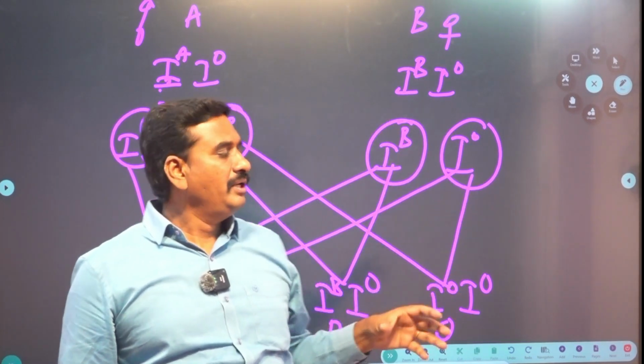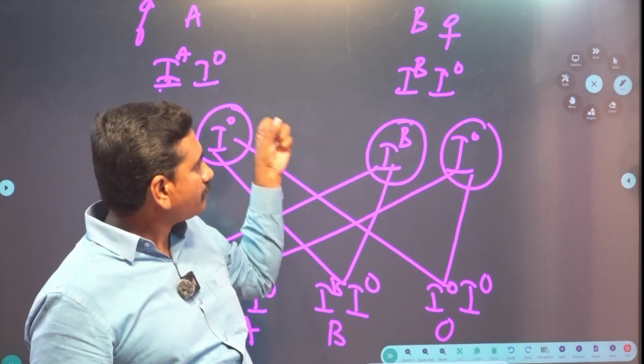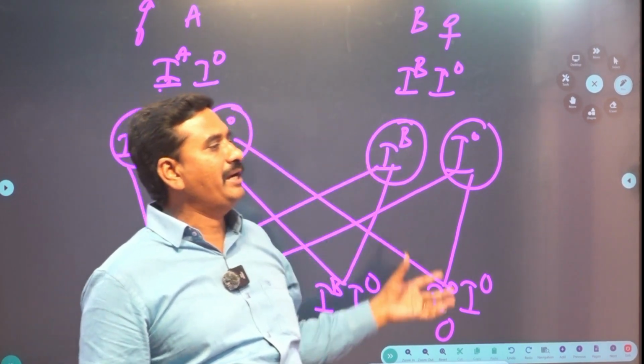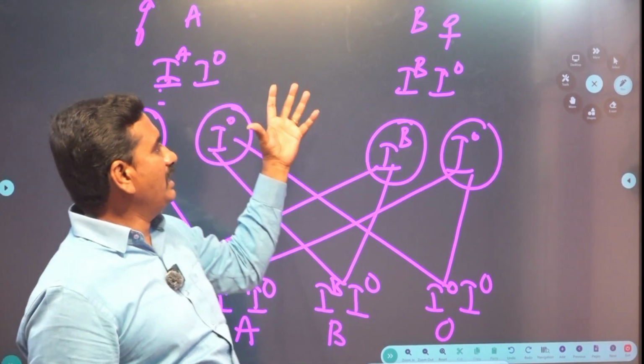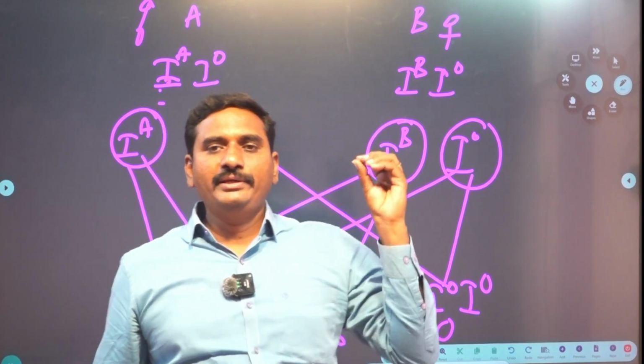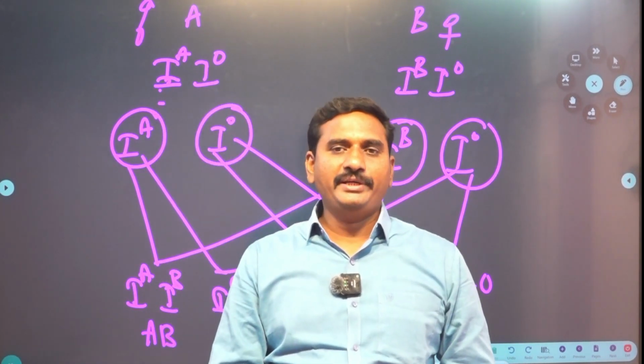So this is the inheritance of the blood groups. This is explained by Bernstein, the scientist. So this is called blood group inheritance or multiple alleles inheritance, my dear students.